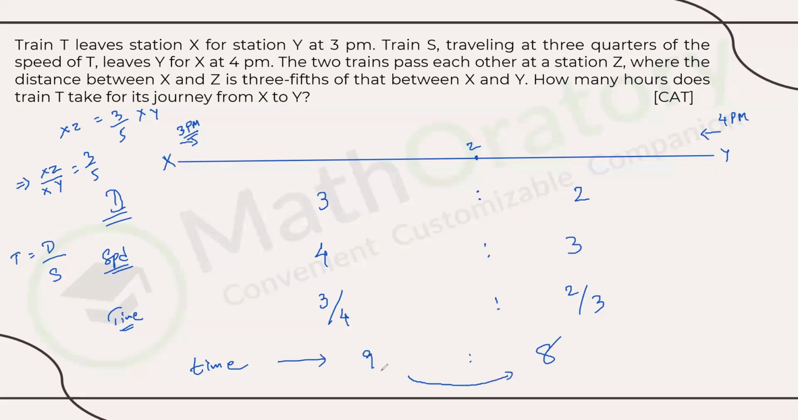9 and 8 already has a difference of 1 hour, right? Difference of 1. So if I say that this distance is covered by train T in 9 hours, then this distance must be covered by train S in 8 hours. Right. And that will automatically create the difference of 1.